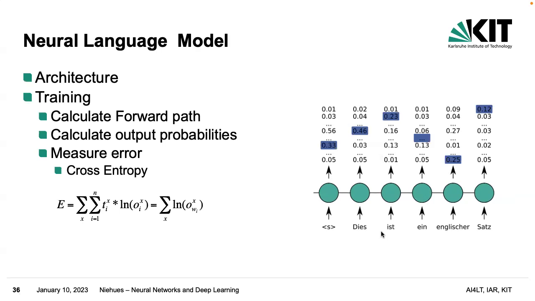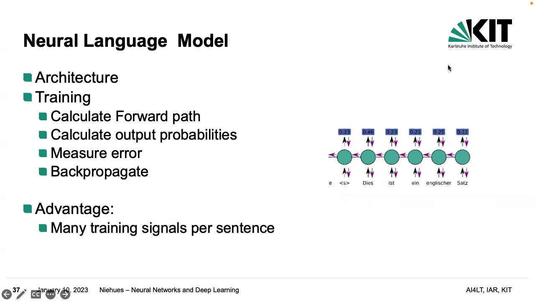Then you have to measure your error. Your error is you look at the position where your correct word is. So here, for example, the probability of this could be 0.33. This is the probability of ist, and so on. And then the error is just the logarithm of this output, so that you sum up and calculate that as your error. And then you can do this type of backpropagation to backpropagate these errors and change all your weights in your network.